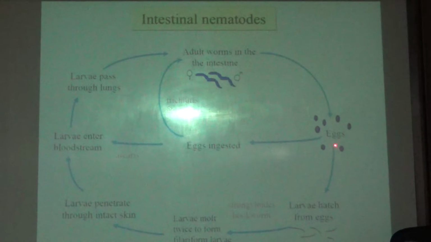In some of the cases, larvae hatch from the eggs, but they don't enter the bloodstream. They are outside the body, for example in water bodies, and from there they develop into different types of larvae like filariform larvae, and they penetrate the human skin, and through the skin they enter into the bloodstream. These things will be clear as we discuss individual organisms, because this is only the general life cycle.